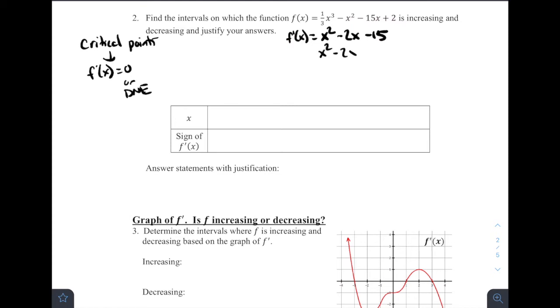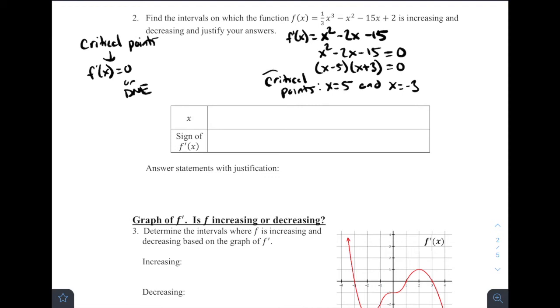So x squared minus 2x minus 15 equals 0. This is a quadratic. And so if we're going to find out where it's equal to 0, it would be best to factor it. And so if we think about our x method from earlier this year, we could factor this into x minus 5 times x plus 3. That's equal to 0. So our critical values are x equals 5 and x equals negative 3. Critical points. So that is useful for us.